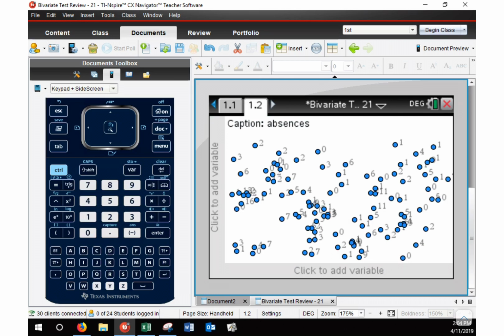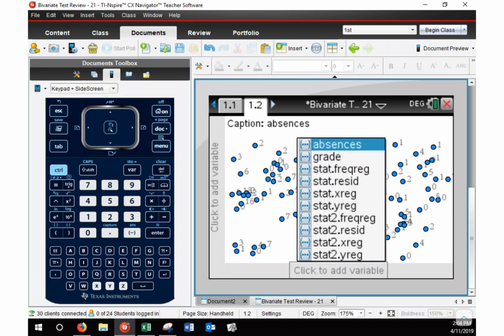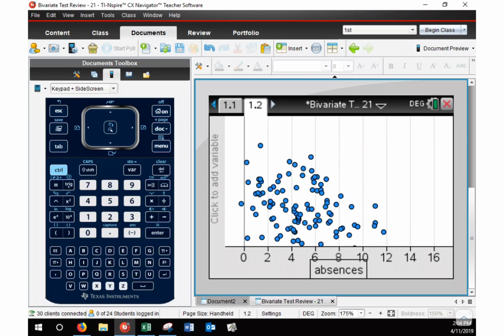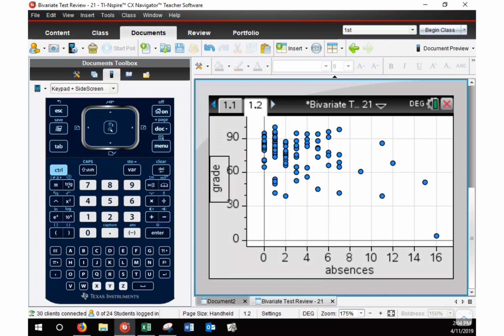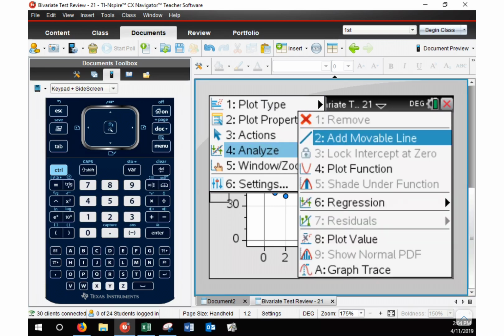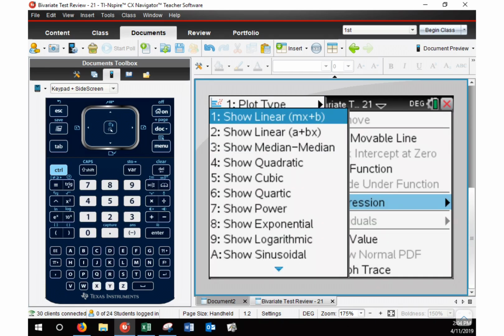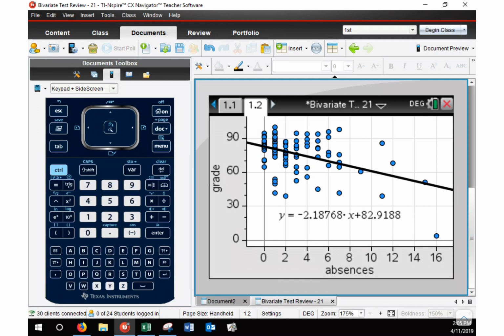Now, if we go to the scatter plot, this is not the scatter plot, so I click down here and add absences for X, and then grade for Y. Okay, we see that scatter plot on our paper. And then we need to find our line of best fit, which we're going to use to help us predict our grade. So I go Menu, Analyze, Regression, and Show Linear. Okay, there's my equation, and there's our line of best fit. So if I wanted to, there's my equation, I can write that on part E.